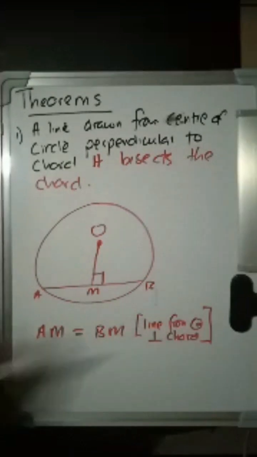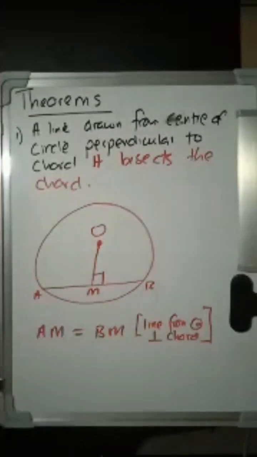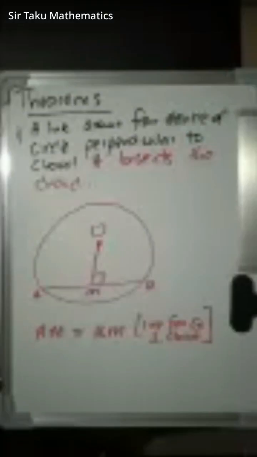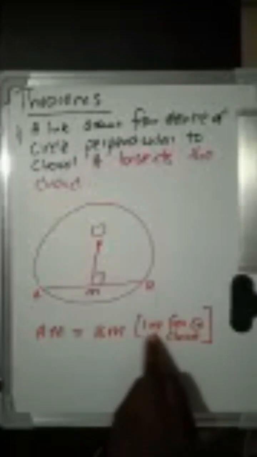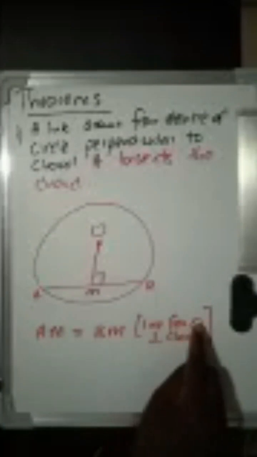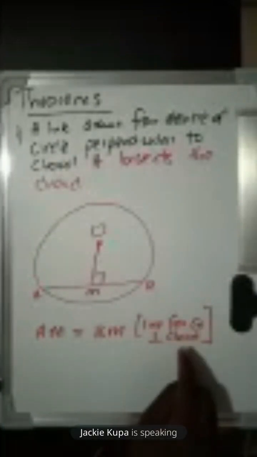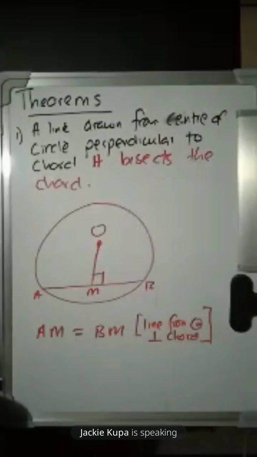So this one has a proof, but we are not going to do the proof, because if you start doing the proofs now, the whole lesson is going to end while we are doing proofs. Okay? We move on. I hope I'm going to move at the speed that is required. So the reason there is line from center perpendicular to chord.